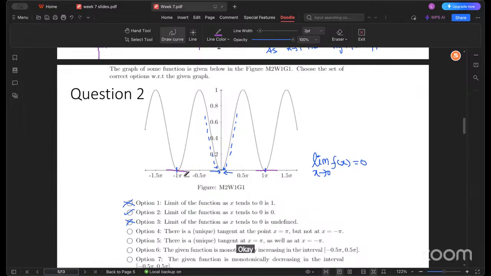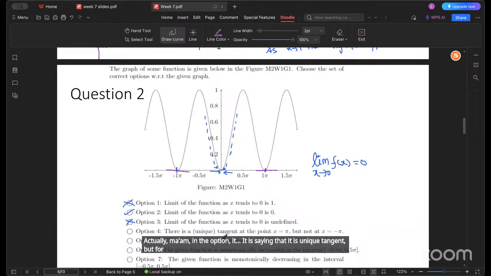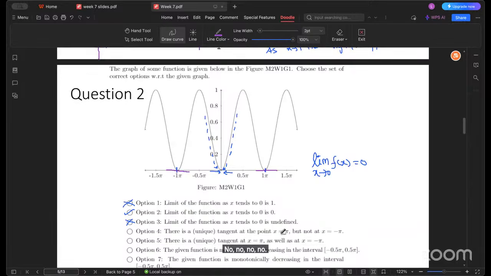Yes, ma'am, in the same option, it is saying that it is unique tangent, but for both of them it is the same. No, here they are saying about the tangent. You have a tangent at the point x is equal to pi as well as x is equal to minus pi. I guess there is a confusion in this case. Again, read the statement carefully.